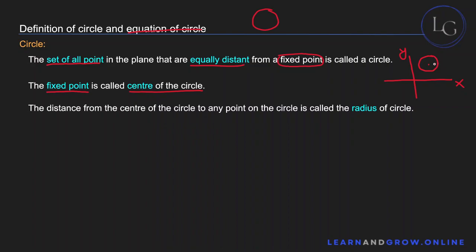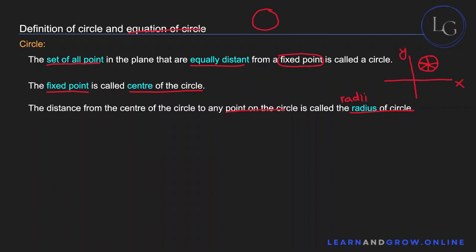Because this point over here is of the same length as this one, is the same length as this one, this one, this one, right? These are all the same lengths and they're all centered around this one point, which is the center of the circle. Okay. Now, the distance from the center of a circle to any point on the circle is called the radius of the circle. So all of these distances that are drawn on the circle that are equally distant from the center, all of them are the radiuses of the circle, or the radii of the circle.